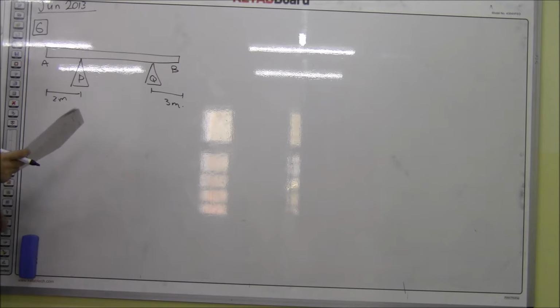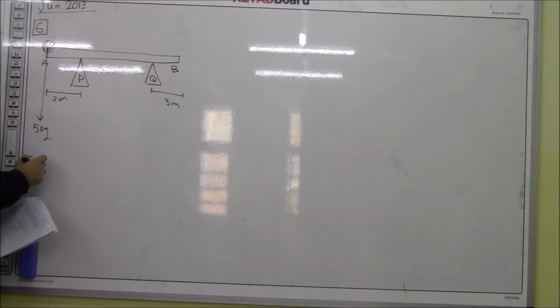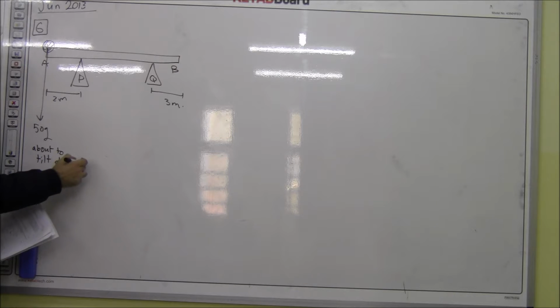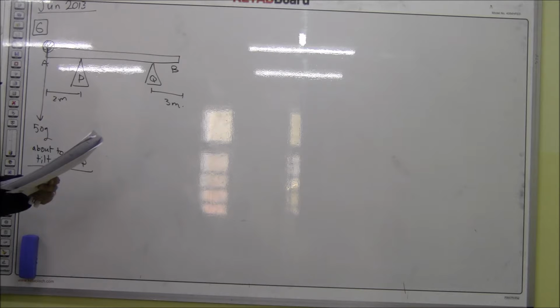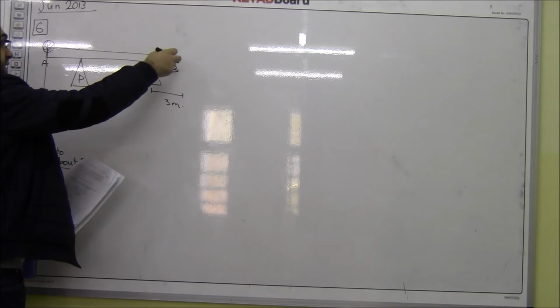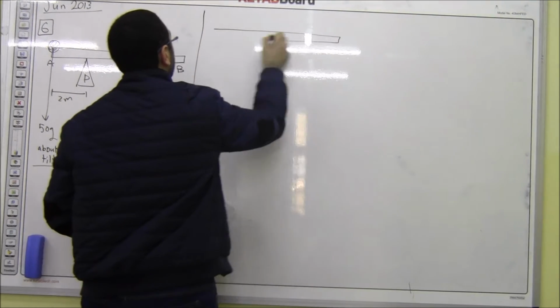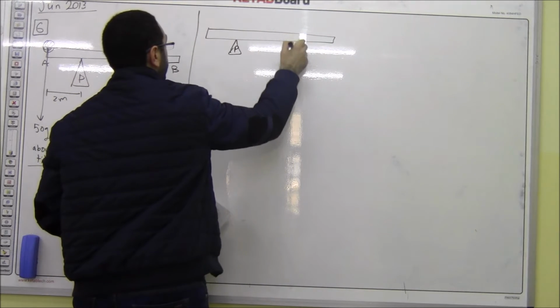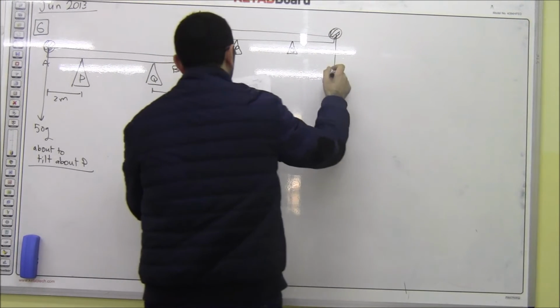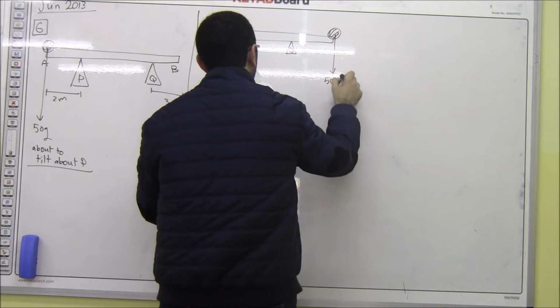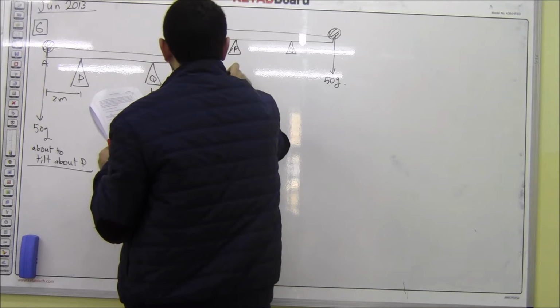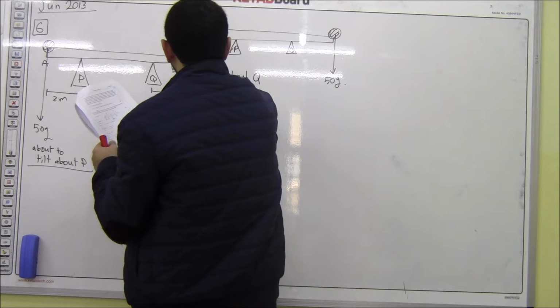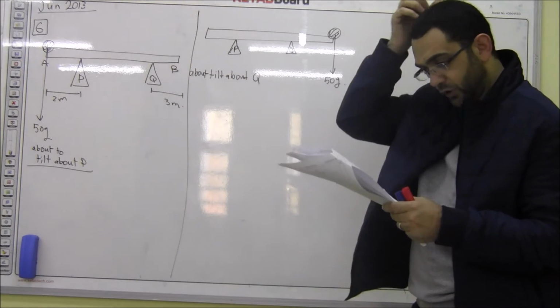When a child of mass 50 kilograms stands on the beam at A, the beam remains in equilibrium and is about to tilt about P. This is the first case. In the second case, the same child of mass 50 kilograms moves his position from A to B. Now the beam is about to tilt about Q, right?